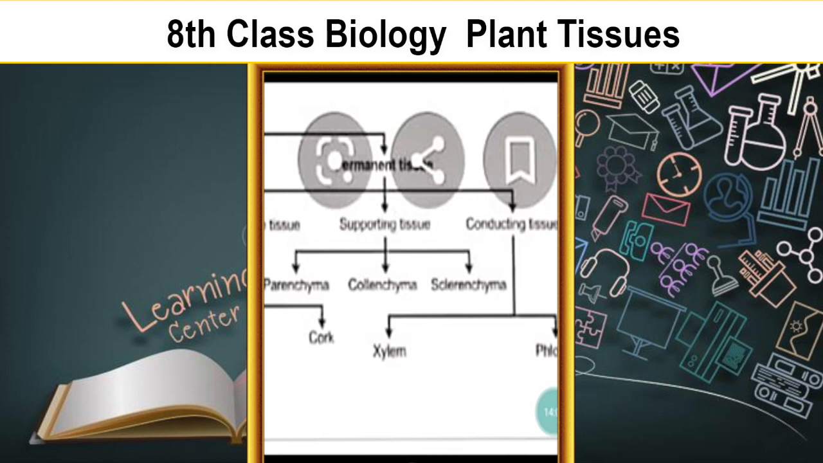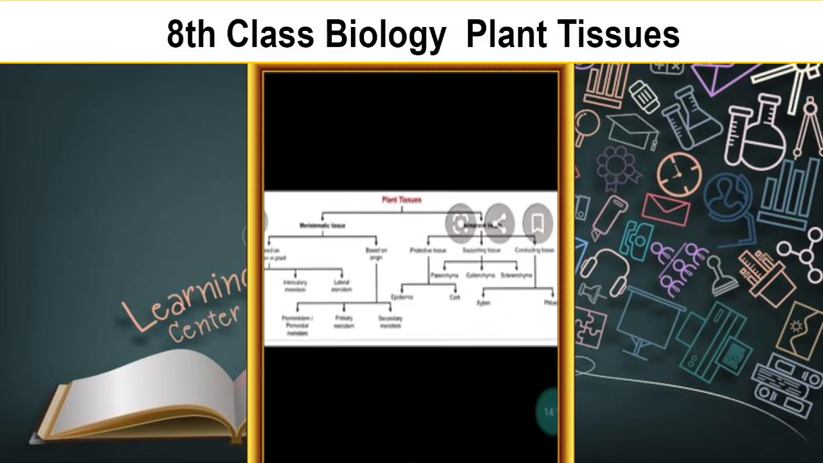The conducting tissue is also called vascular tissue, consisting of water-conducting and food-conducting parts, xylem and phloem. And this is the concept map.